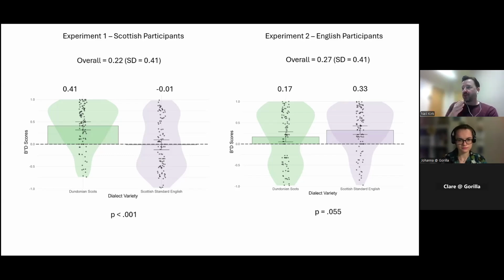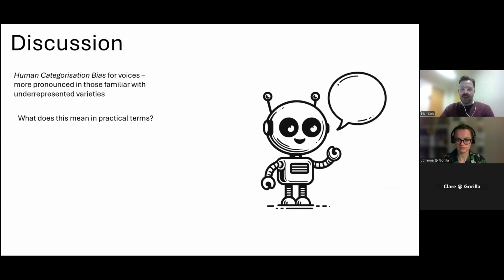So in the Scottish participants, their familiarity with the dialect meant that they were more likely to believe it was human. In the English participants, there was a similar bias overall, but it didn't manifest differently. So again, I think the interpretation here is that basically the more familiar you are with the dialect, the more you believe that it might not be able to be spoken by or used by an AI system.